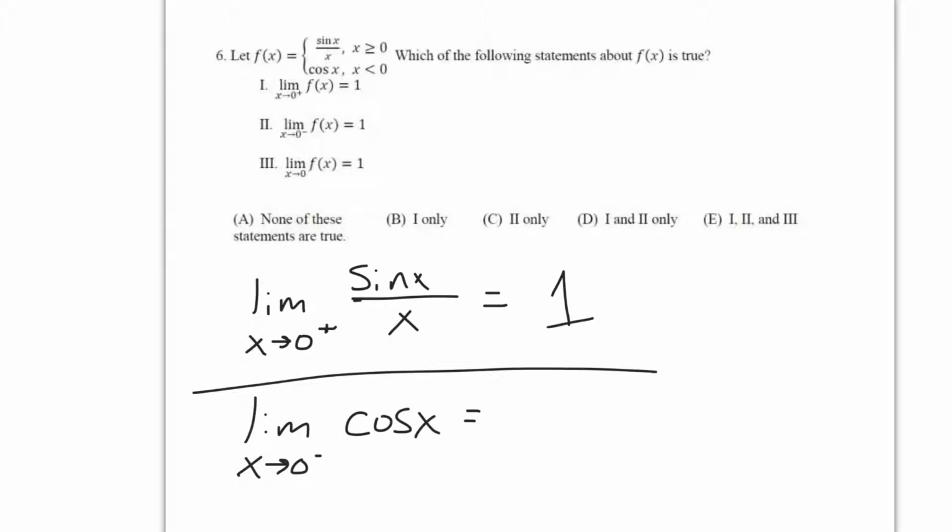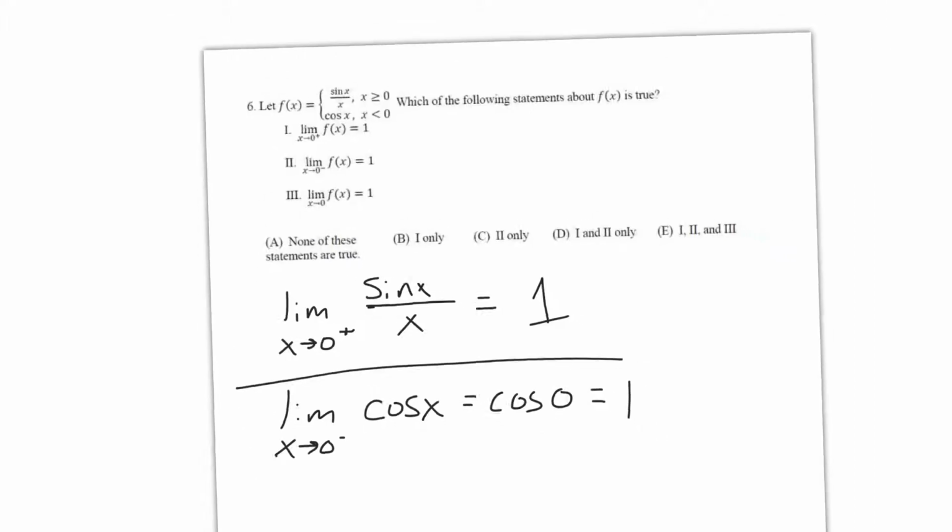And then approaching it from the left, it's going to be cosine as the function, because here this says x is less than 0, so we're going to use this function, cosine of x. Well, what is cosine of 0? That is on the positive x-axis. That's 1. Just a quick picture of that in case you forget why that's 1.